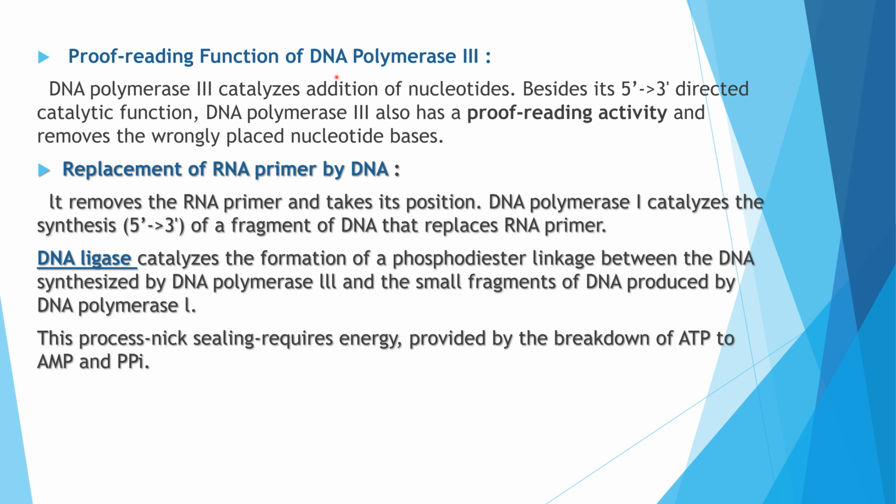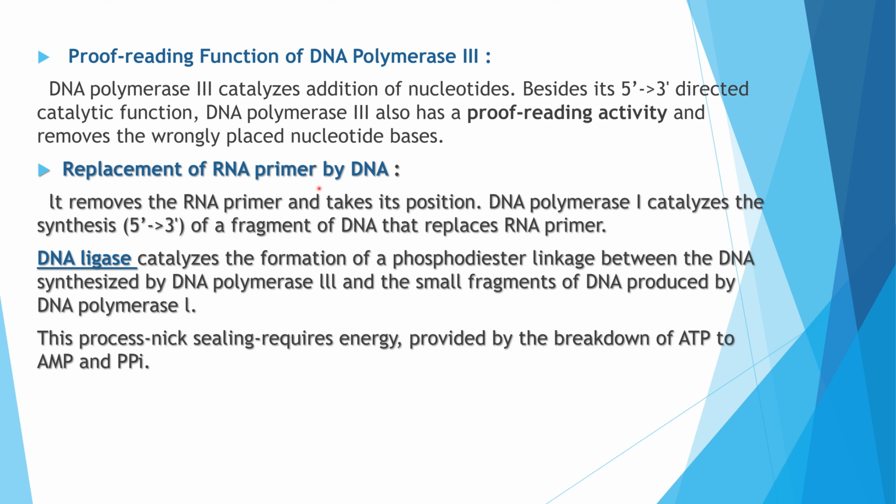Proofreading function of DNA polymerase III. DNA polymerase III catalyzes the addition of nucleotides. Besides its 5 to 3 catalytic function, DNA polymerase III also has a proofreading activity and removes wrongly placed nucleotide bases.